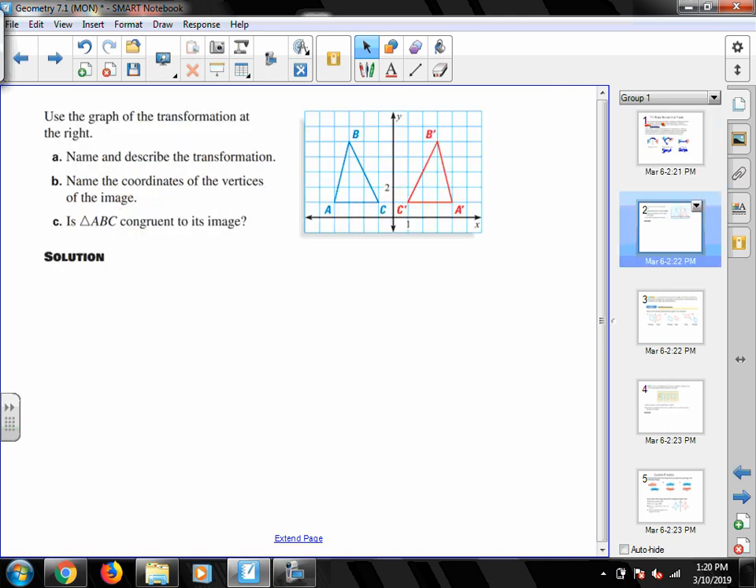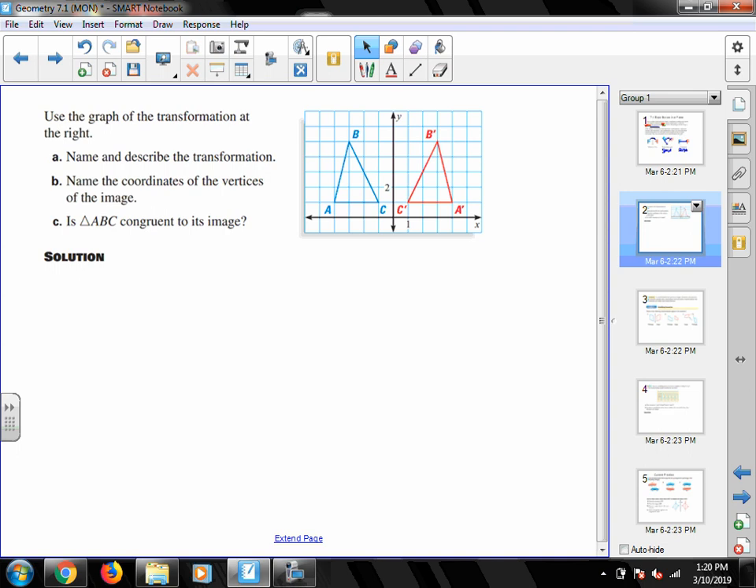So overall, we're going to take a look here, give you a graph here, and we're going to use the graph of the transformation to the right. First of all, we need to name and describe the transformation. The first thing we need to do is figure out which one is going to be our pre-image and our image. And I will give you a hint because you don't always get things that are blue and red. Maybe I run them off in gray like the papers you're looking at now. They look the exact same color.